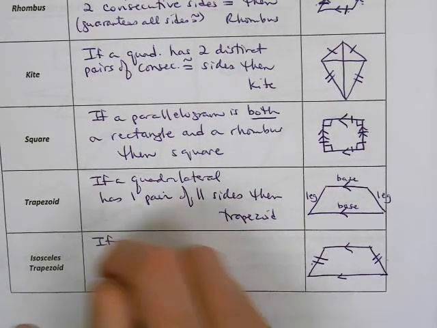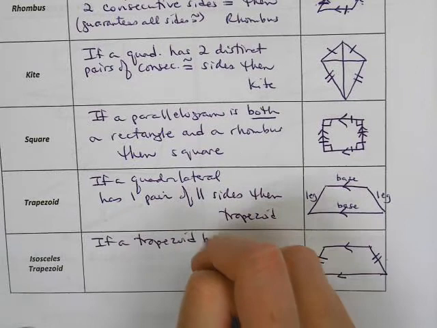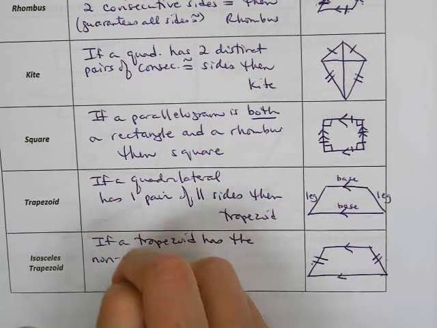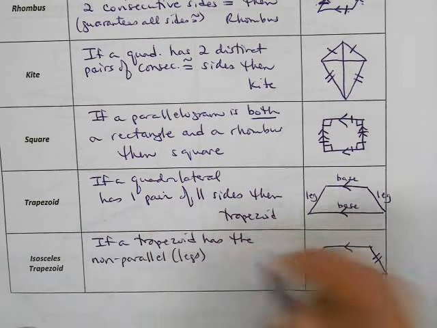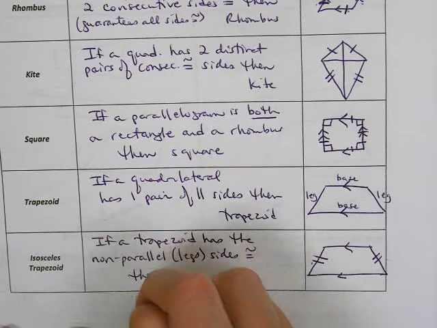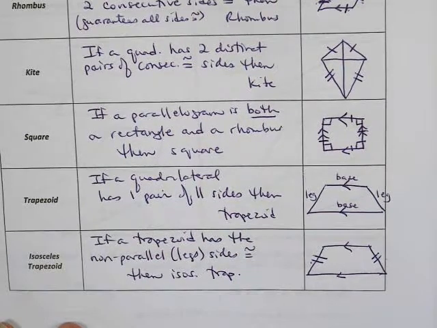So we're going to say if a trapezoid has the, we'll call them the non-parallel, I'm going to call them legs or sides congruent, then it is an isosceles trapezoid.